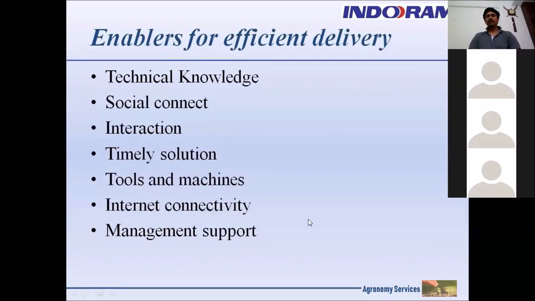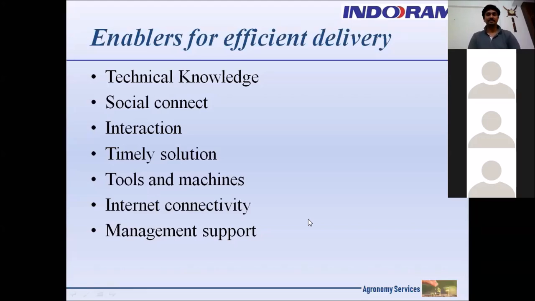So we talked about your role and what the expectation of your customer is. Now, the next thing is, what are those factors which enable you to deliver your assigned responsibility efficiently? The first and utmost important thing is your technical knowledge. If you are really good at your technical knowledge about farming, the product, the agri tools, the pest, then definitely it is going to be an enabler for ensuring efficient delivery of your role and responsibility.